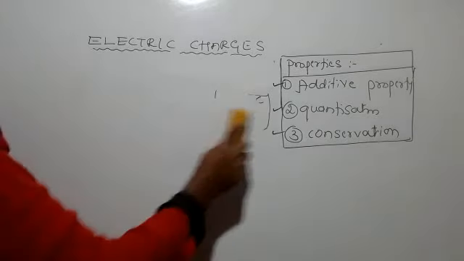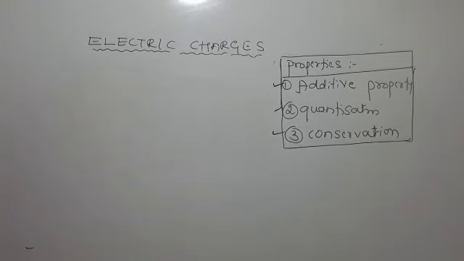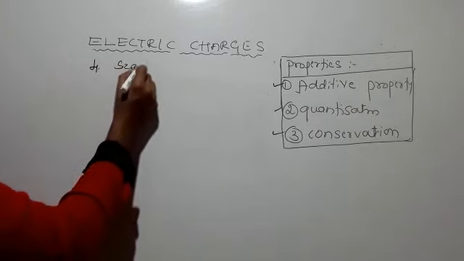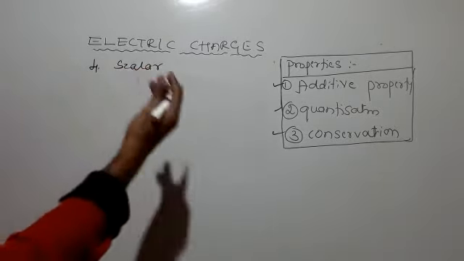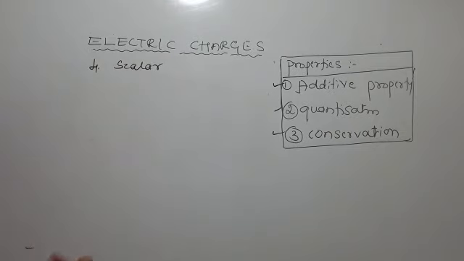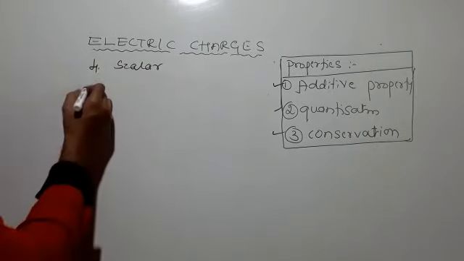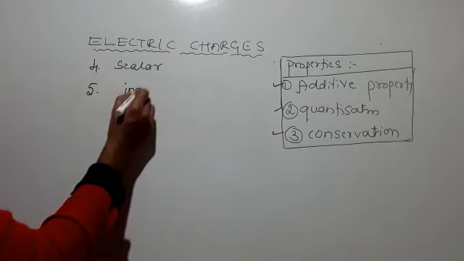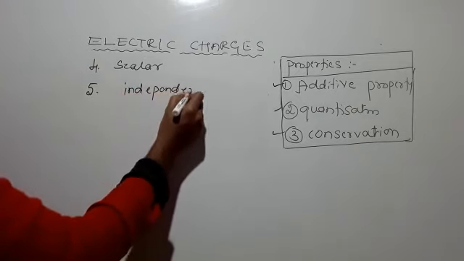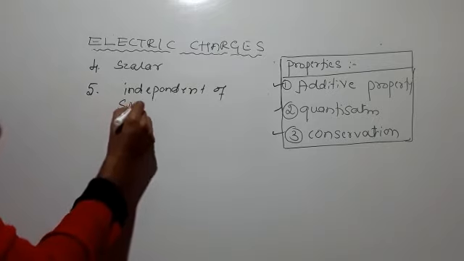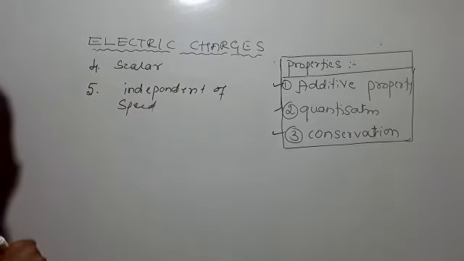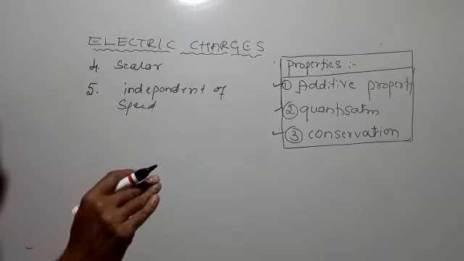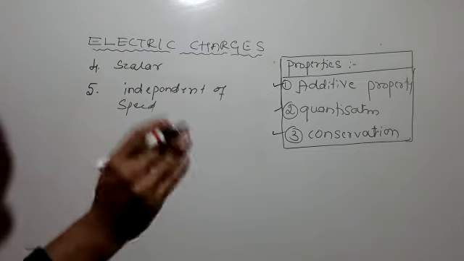Besides these, we have some other properties of charges. The fourth one: charge is a scalar quantity. The magnitude of the charge does not depend upon the direction. Then the fifth one: charge is independent of speed. What do we mean by independent of speed? That means the magnitude of charge always remains constant. It does not depend upon the speed.